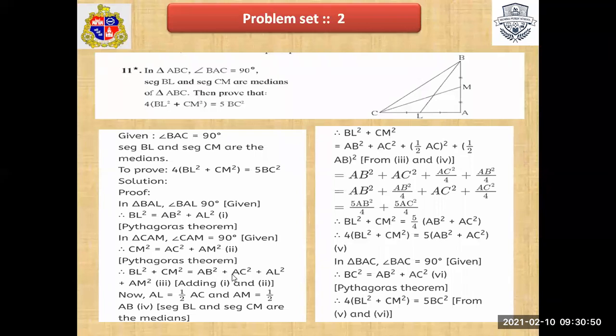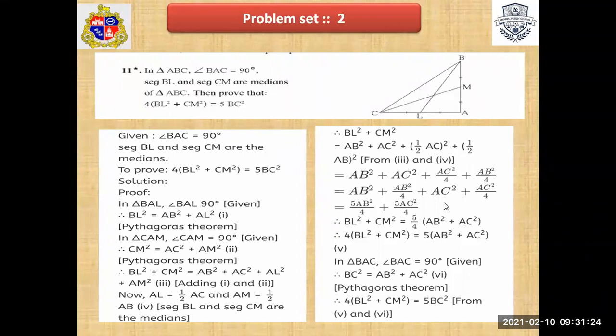Now, therefore, BL square plus CM square is equal to AB square as it is, AC square as it is. We replace AL square by half AC square, and AM by half AB, right? So AB square, AC square, here AC square over the square of 2, which is 4. Again, AB square over 4. Then take the common terms: AB square plus AB square by 4, AC square plus AC square by 4. Cross multiply it: 4 ones are 4 plus 1, 5.